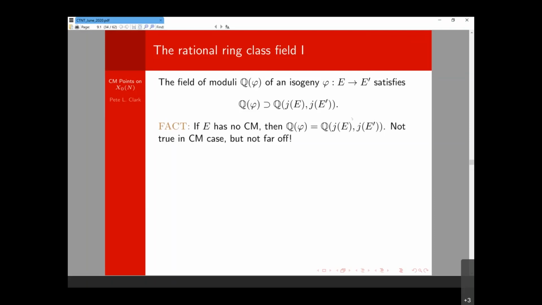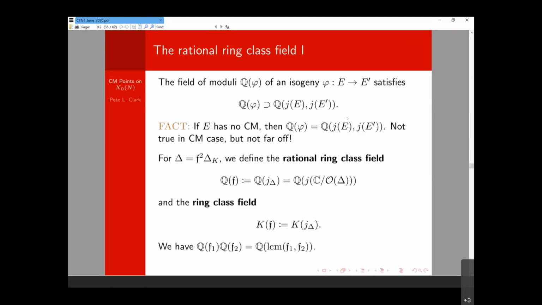So in the absence of the CM case, the field of moduli of the isogeny is literally just the compositum of the fields of moduli of the two j-invariants. And you can also give easy examples to see that this is not necessarily the case when you have complex multiplication, but it's really close. And that will come out in the analysis that we're doing.